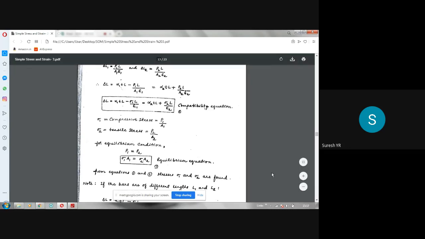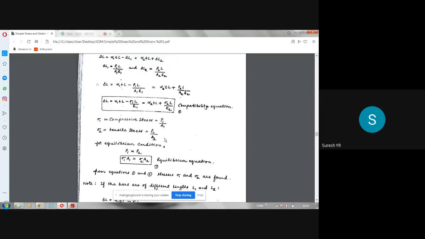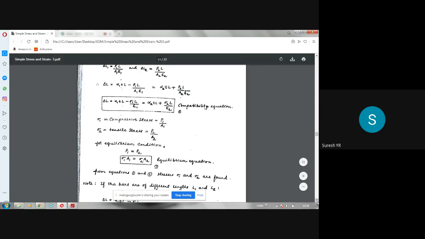So the unknowns are sigma 1 and sigma 2. Please note that in these problems, all the values will be given except sigma 1 and sigma 2, which are the unknowns. We have to find out the stresses. There are two unknowns and two equations, so we can solve. Alpha 1, alpha 2, T, L, E1, E2 will all be given, and A1, A2 will also be known. From the second equation, you can express sigma 1 in terms of sigma 2, and substitute in the first equation to solve for the values of sigma 1 and sigma 2. That's what I have written here: from equations 1 and 2, stresses sigma 1 and sigma 2 are found out.